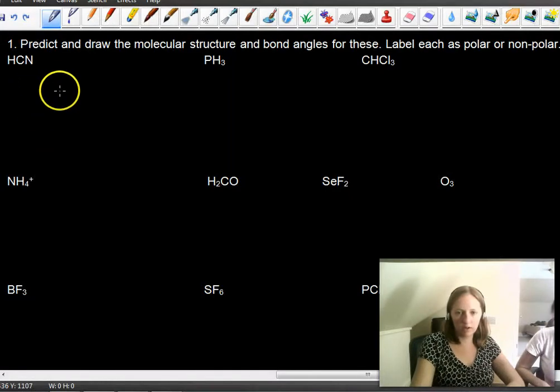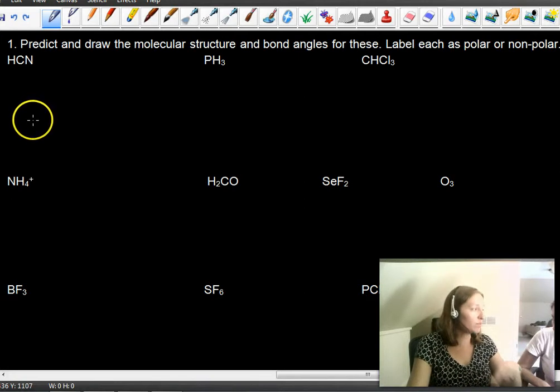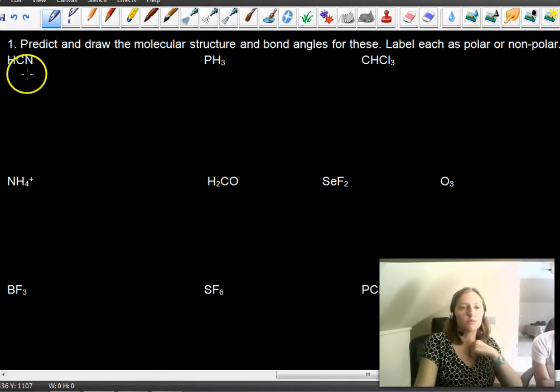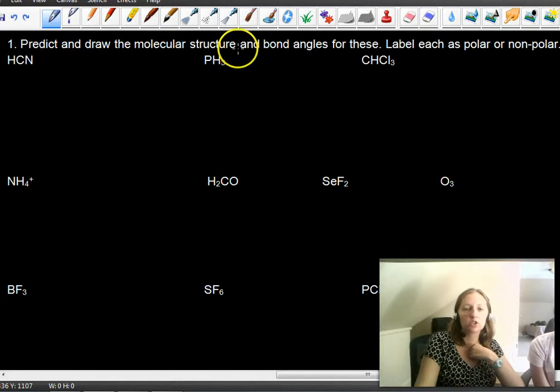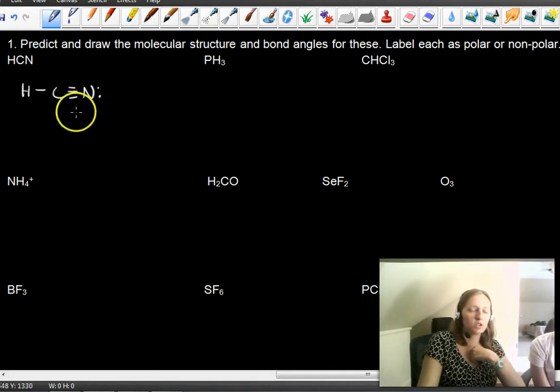All right, here we have several of the molecules that we actually did on page 2 of the notes, but now we're predicting the shape and some other things. We have to do the structure and the angles and whether it's polar or nonpolar. So we have hydrogen bonded to carbon, bonded to nitrogen. The question is, what shape is that around the carbon? We have carbon that's bonded to two things.